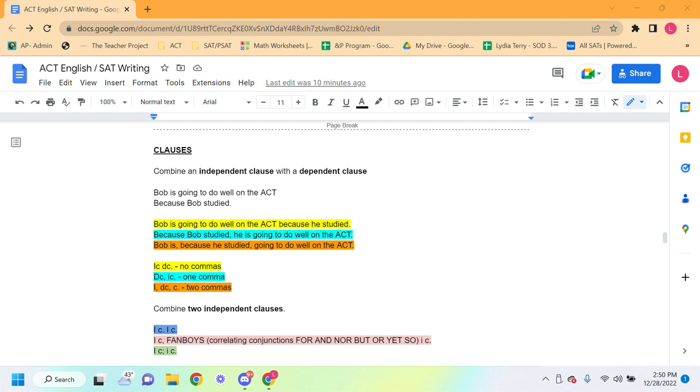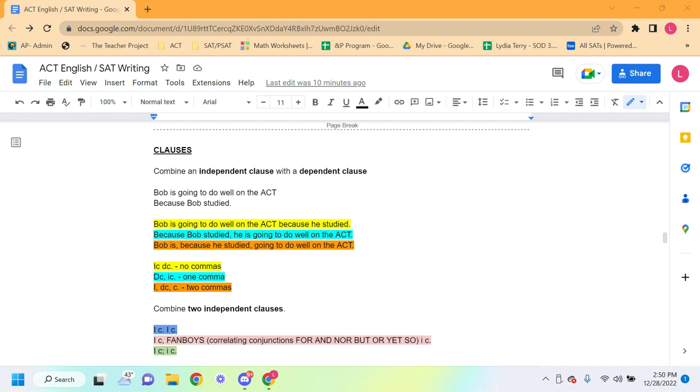Which one is the independent clause? Which one is the dependent clause? So the independent clause is the one that can stand alone, which is going to be Bob is going to do well in the ACT. The dependent clause is because Bob studied. Okay? Make sure you understand that, all right?